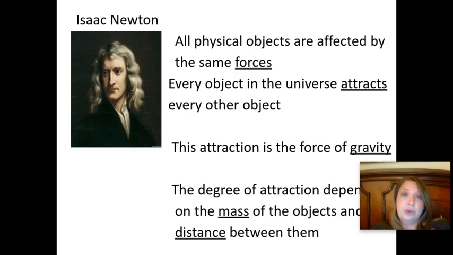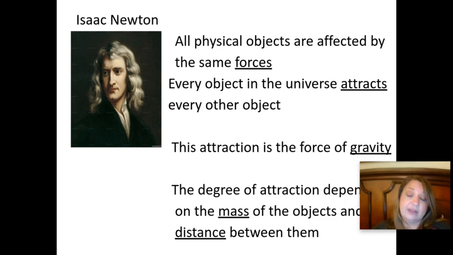All right, Isaac Newton, you've probably heard of before. He discovered the force of gravity. He said all objects are affected by the same force. Every object in the universe attracts every other object, and that attraction is gravity. And the degree of attraction depends on the mass of the objects and the distance between them.